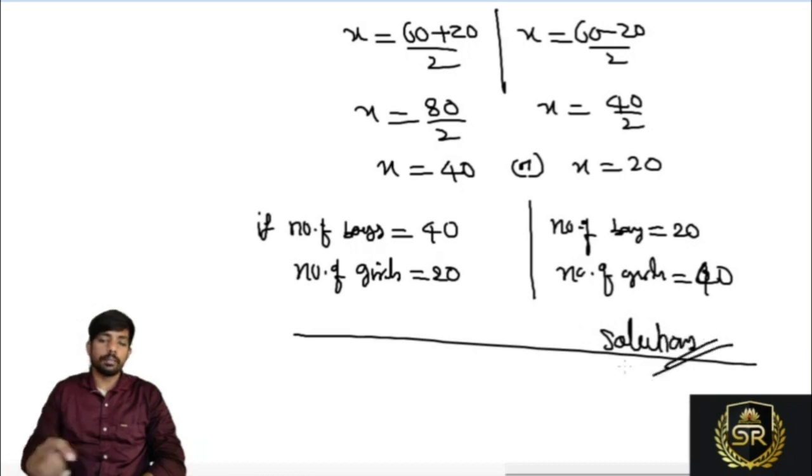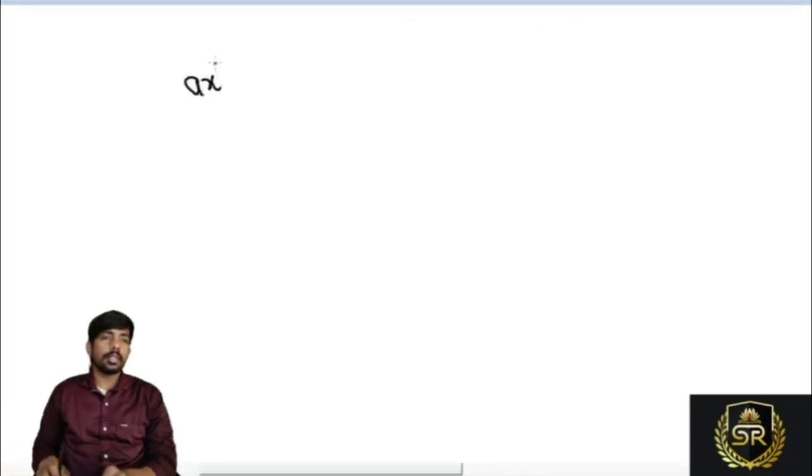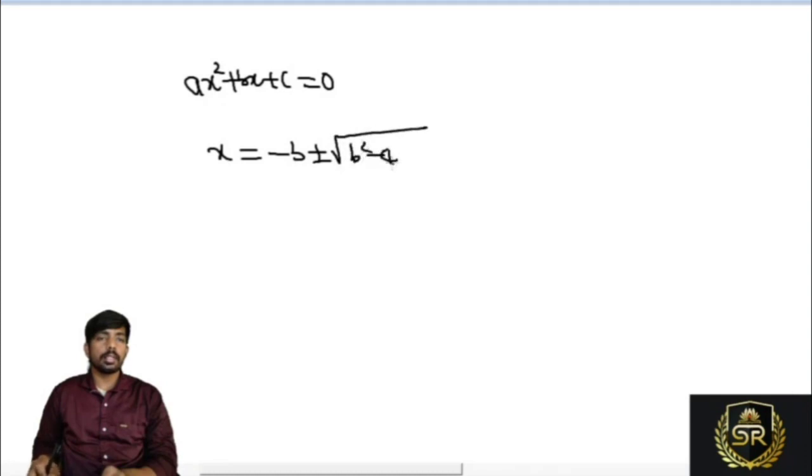That's all. Clear? The quadratic equation can be represented by ax square plus bx plus c equals 0, and the quadratic formula is minus b plus or minus root over b square minus 4ac by 2a. Here for the quadratic we have two roots, because it is of degree 2. For finding roots we can follow the factorization method.